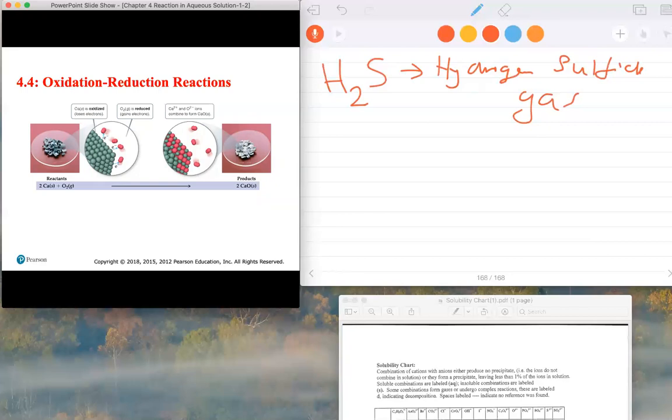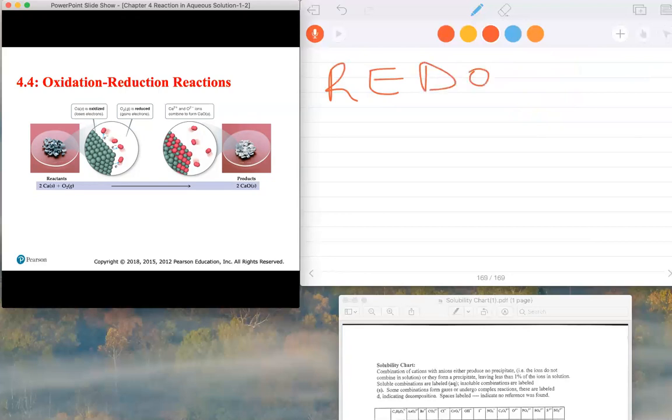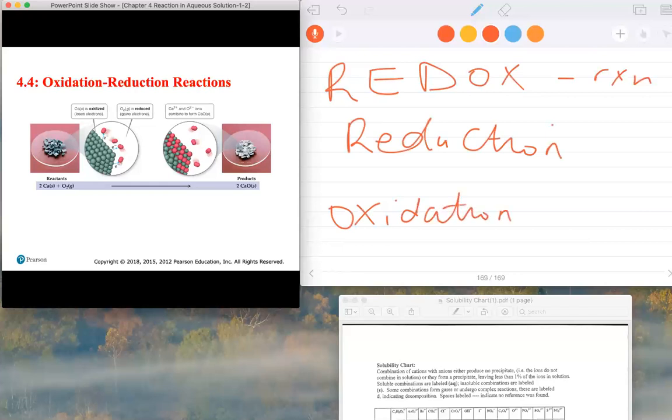Let's move on to 4.4. A special type of reaction we call redox. Sometimes we call this a redox reaction. There are two types of reaction taking place here. You'll see redox over and over. What does redox mean? Two reactions. There is reduction and there is oxidation reaction.